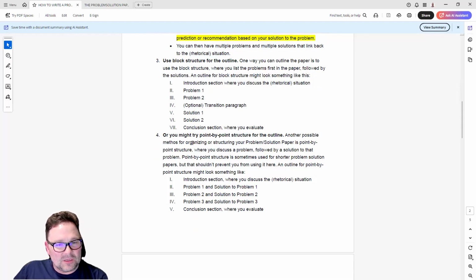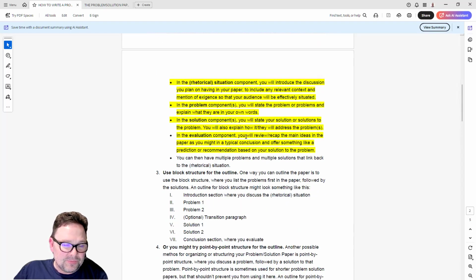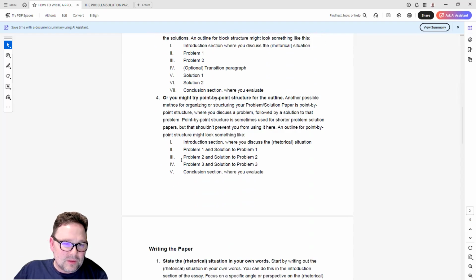There's another one called the point by point structure. Sometimes you'll see it referred to as a chain structure, where you'll compose an introduction, or the situation as we called it up here. And in each paragraph or each section, you'll have a problem and then the solution, and then another problem and another solution. Or if it's the same problem, that's fine. You'll talk about the problem and then a solution to that problem. Another problem, another solution to the problem.